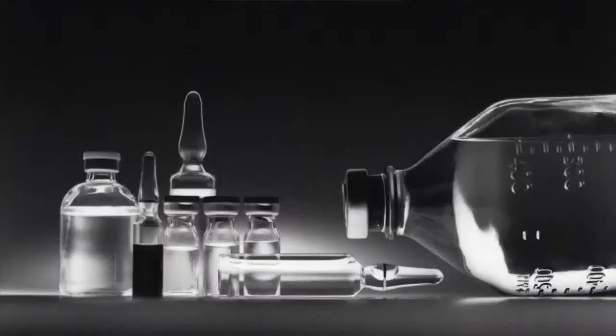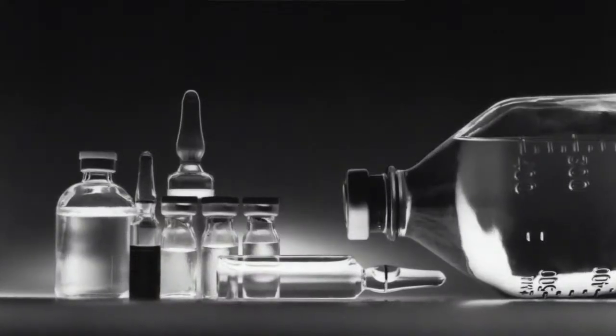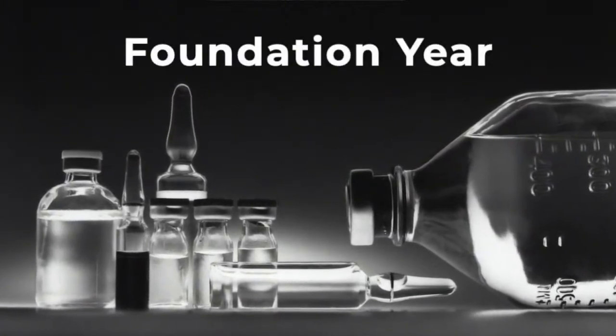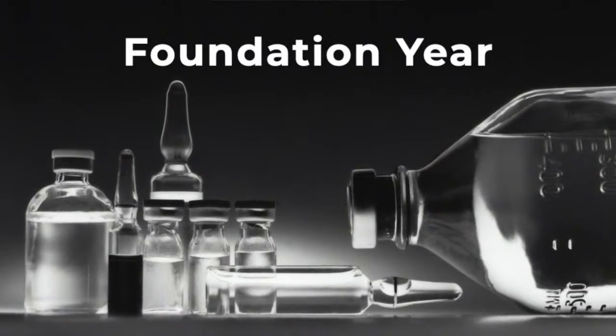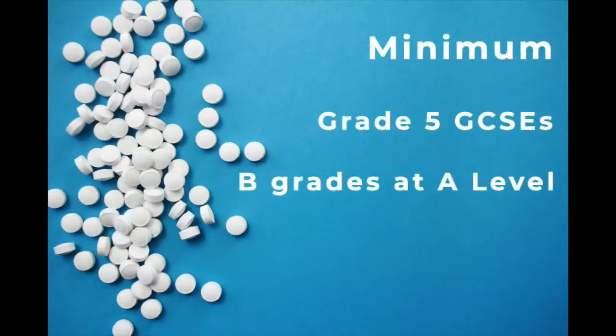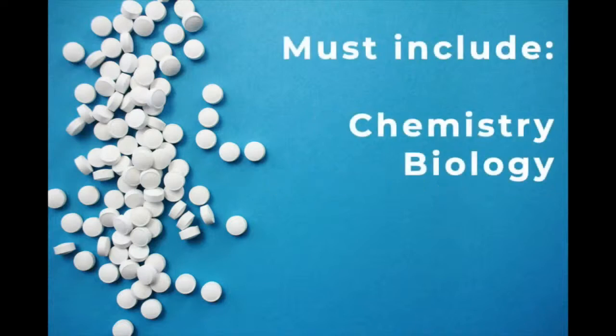If you really want to study medicine but haven't got these grades, some universities offer a foundation year, which you would study before beginning the medicine course. The minimum entry requirements for the University of Leicester's Foundation Medicine course are GCSEs at grade 5 and all Bs at A-level, again to include chemistry and biology.